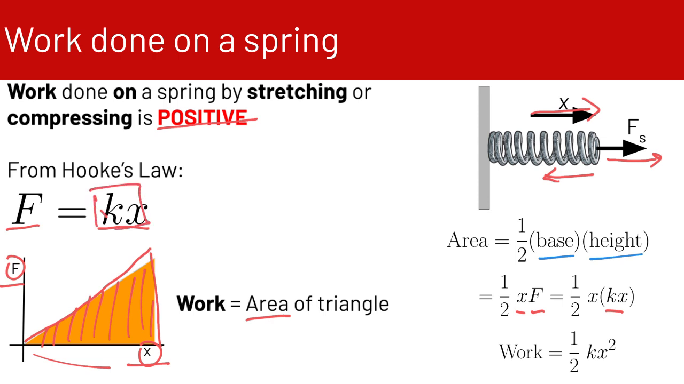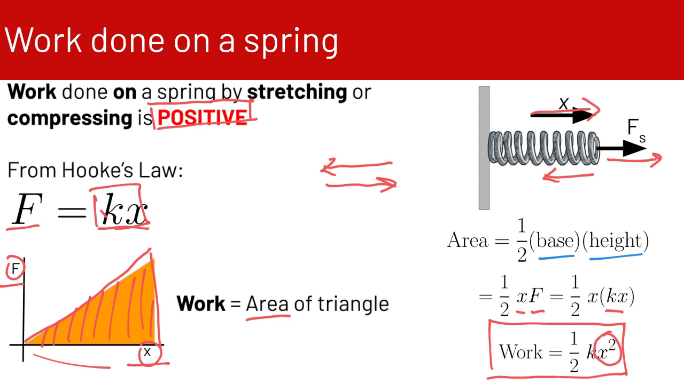So our work becomes 1/2 k x squared, which is why work on a spring by stretching or compressing is always positive. It doesn't matter whether you're stretching the spring, so your force is exerted in a positive direction, or you're compressing the spring, so your work is in the negative direction, because the deformation of the spring is squared, it's always going to be positive.